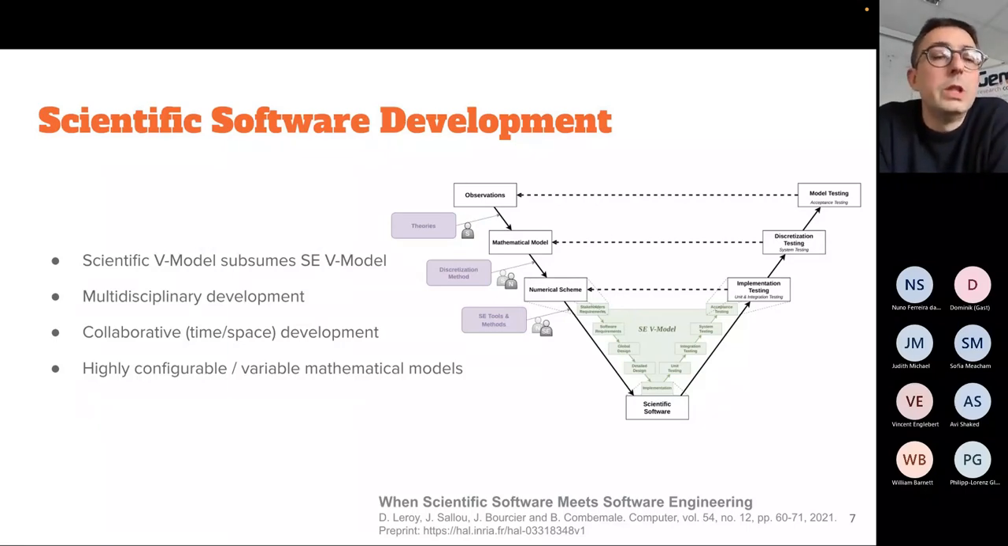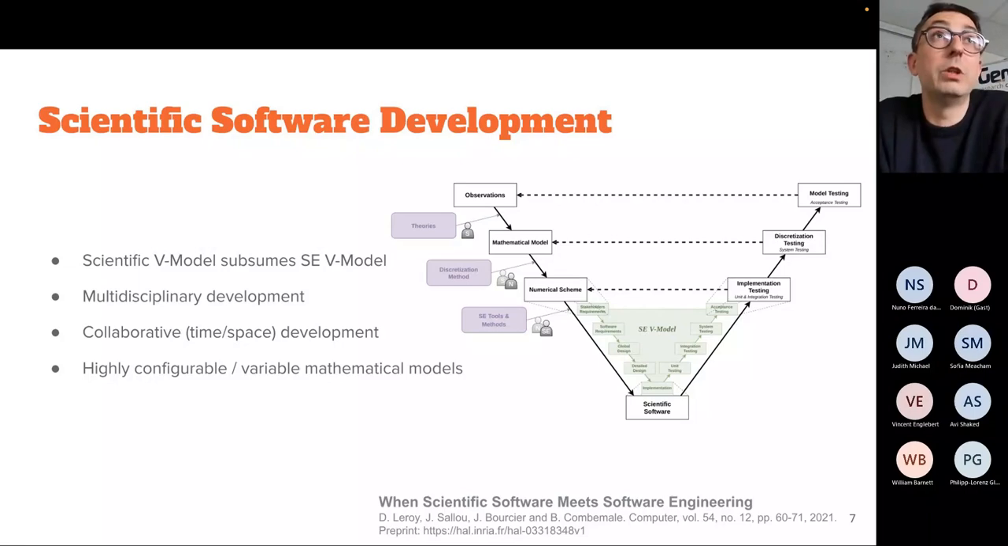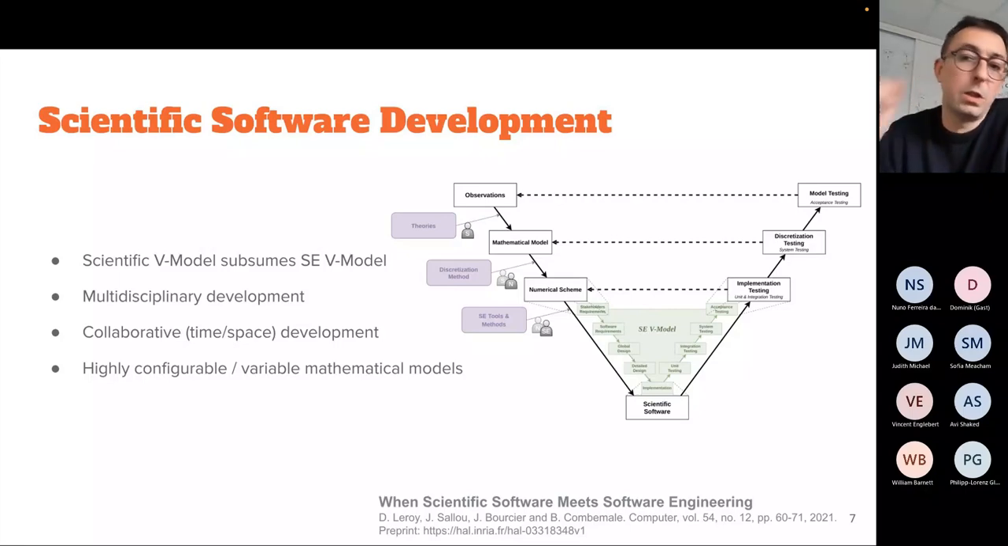So we also know this challenge of collaboration in software development more generally. But here we also have this collaboration both in time and space. In time, because we are improving our knowledge on specific phenomena and we need to improve the representing models. But in space, because we also have different variants of the same models and we try to evaluate the differences and what will be the impact of these differences according to the different scenarios that we are representing. Which means that the mathematical models that we are building most of the time are highly configurable, or even highly variable if we have different variants of these models.